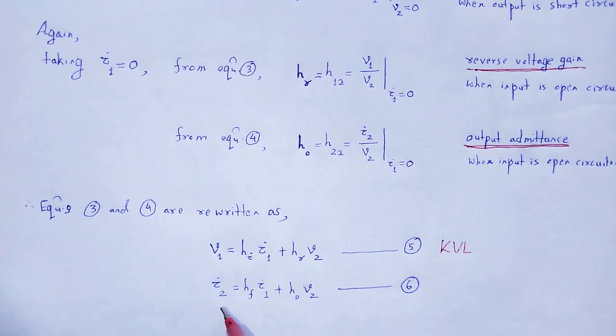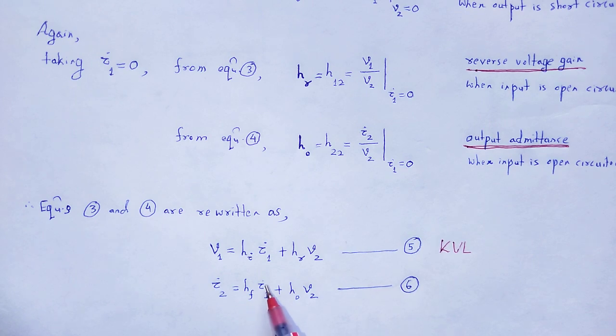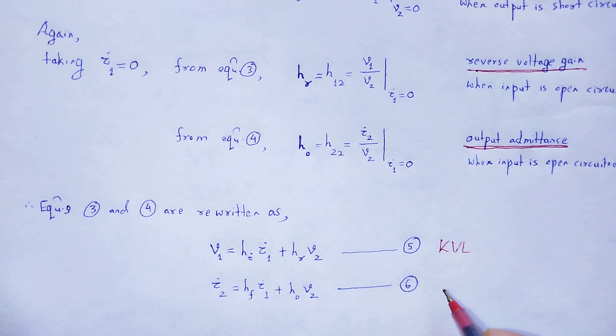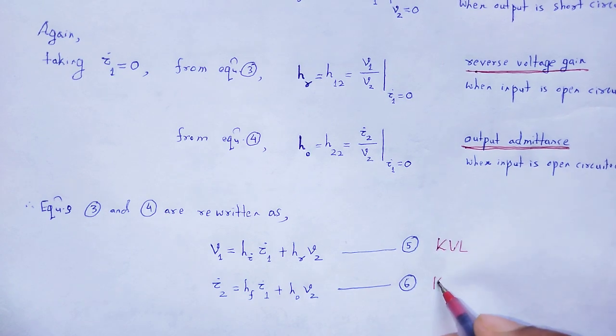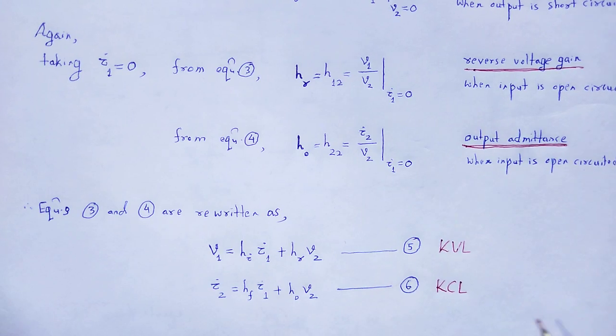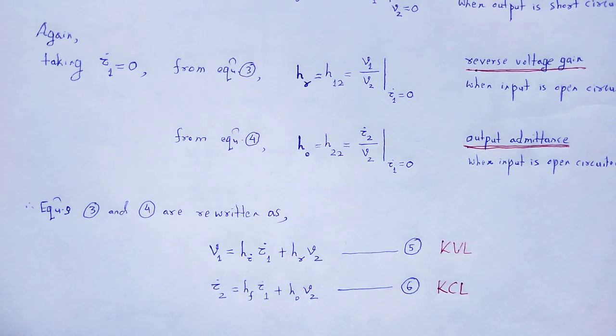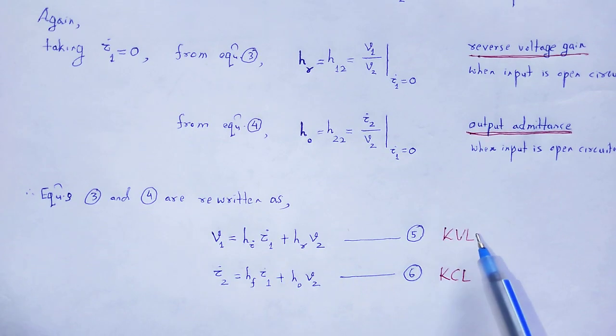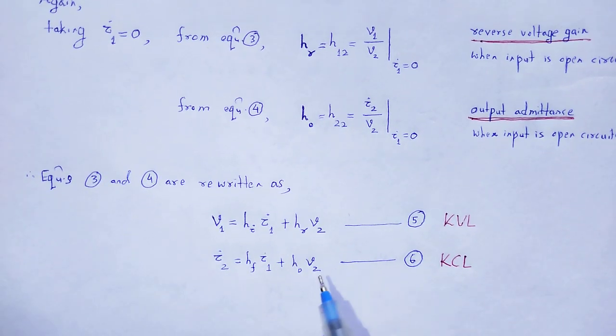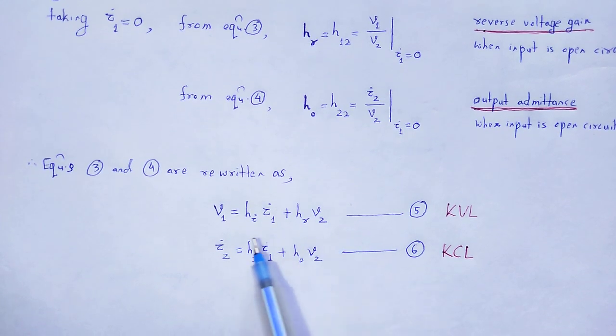Next, I2 is the unit of current, hF forward current gain, current by current into current, that is the unit of current. Next, hO output admittance, current by voltage into voltage cancel out, it is current. So overall terms are in the unit of current. Therefore we can use KCL, Kirchhoff's current law. Now, to show Kirchhoff's voltage law and Kirchhoff's current law, again the equations are drawn.